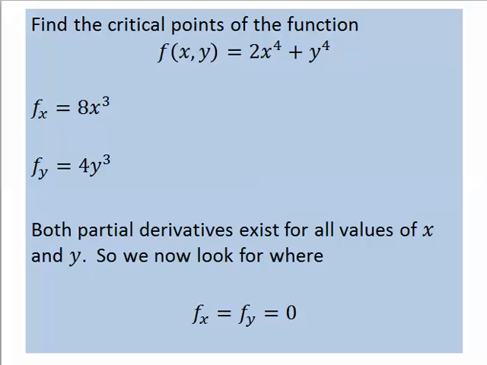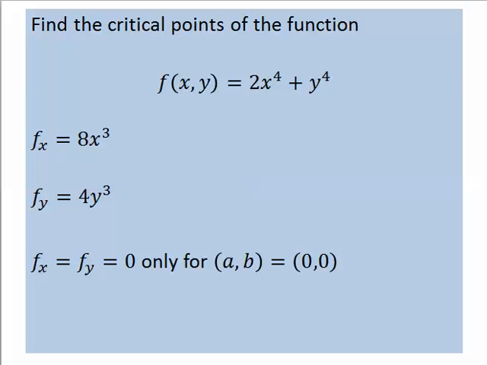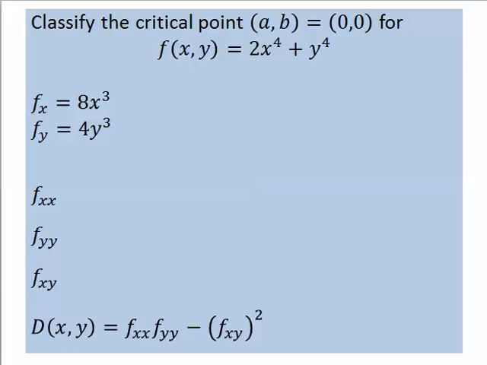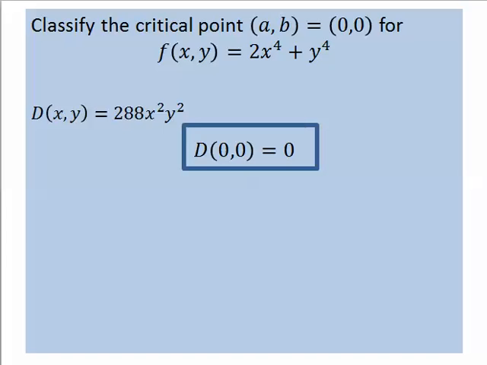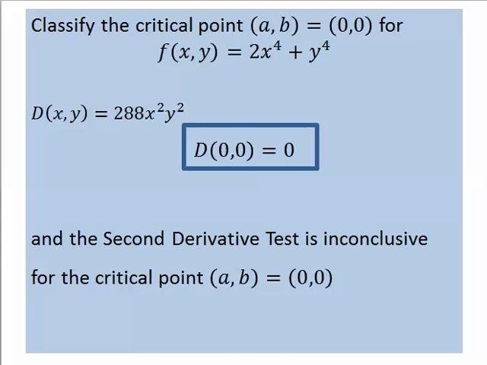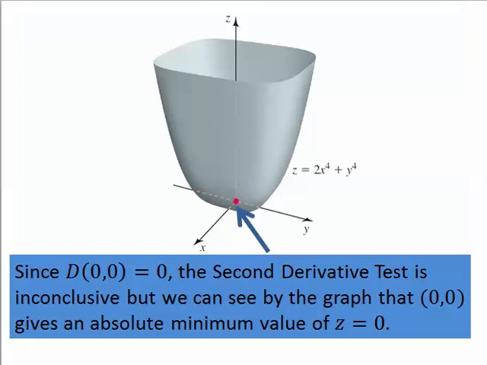I find my partials, set them equal to 0. That gives me my critical point. Now I work on the discriminant by finding the second partials and by finding the discriminant and by evaluating it. The second derivative test in this case is inconclusive and misses the absolute min at 0, 0.